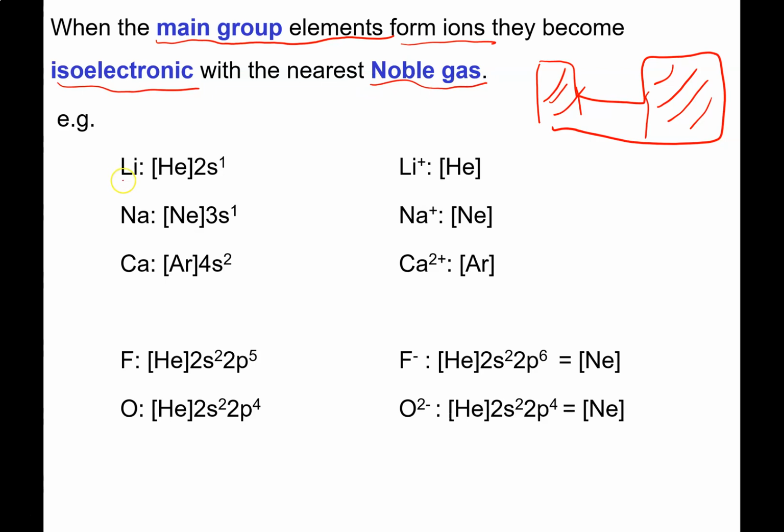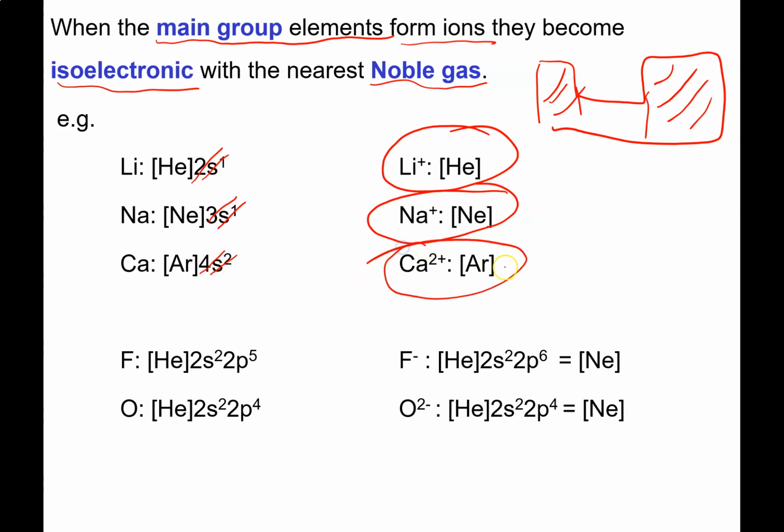So lithium in group 1A loves to lose one electron, and that leaves it with a noble gas configuration like helium. Sodium is also in group 1A of the periodic table, loves to lose one electron, and that leaves it with the electron configuration of neon. Calcium is in group 2A of the periodic table, loves to lose two electrons and form the calcium 2+ ion, leaving it with the same electron configuration as argon.